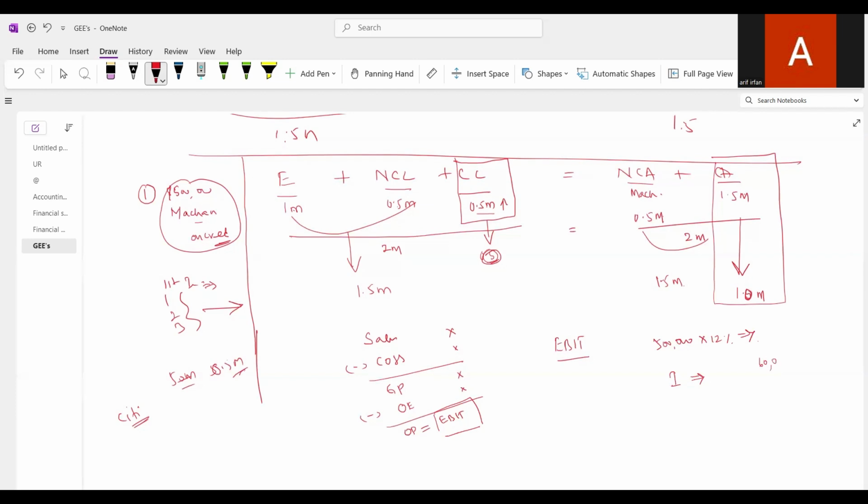60,000, correct? Yes. Now what is your company's current EBIT? Let's say your EBIT is $600,000.